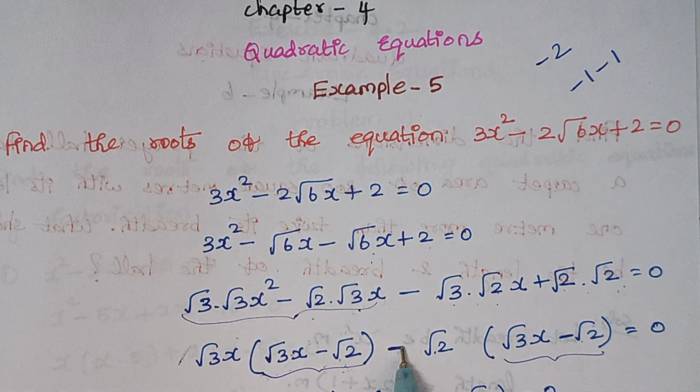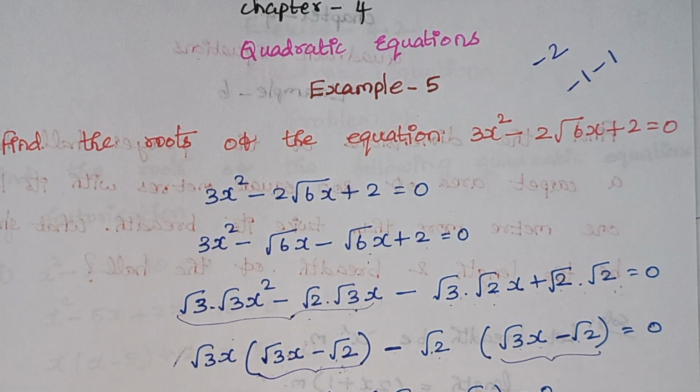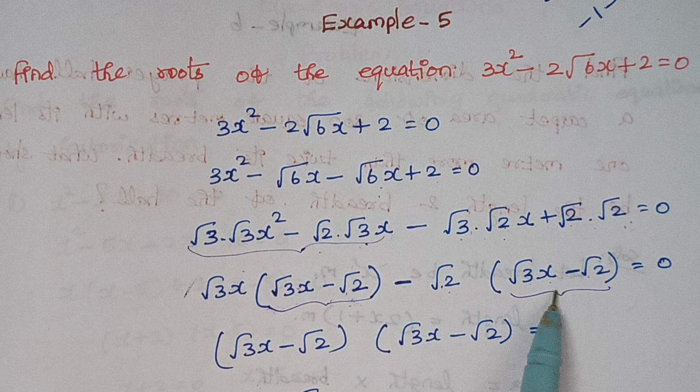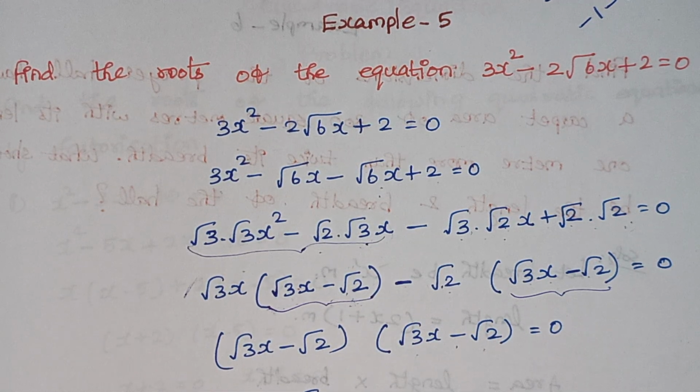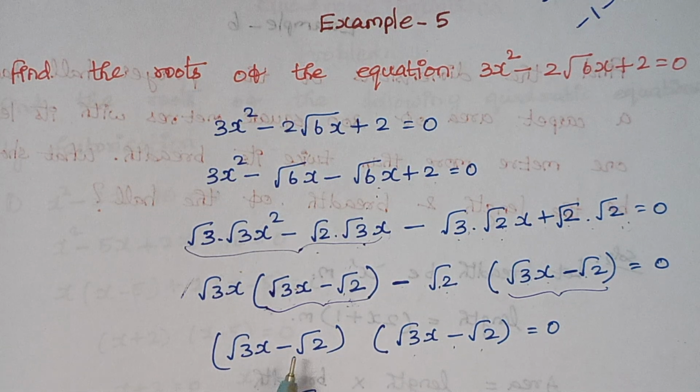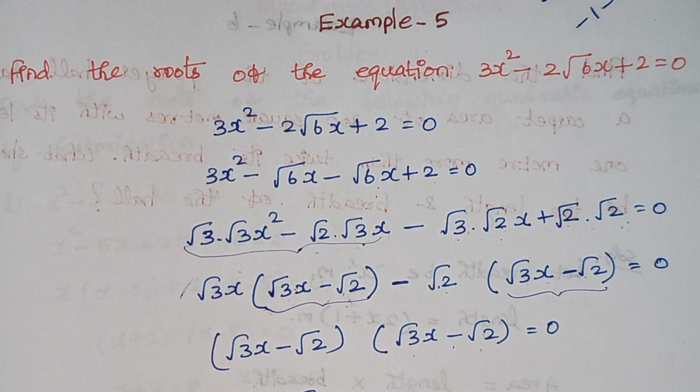So here if it is minus root 2, you see minus root 2 into root 3x will make minus root 3 root 2x. Similarly, minus root 2 into minus root 2 will make plus root 2 into root 2. So always have a check. Now again we are going to take this term outside. When this term is commonly taken outside, the remaining parameters are again root 3x minus root 2. So here you see we are having the same terms. Even we can have roots like this also. That is, they are known as identical roots.